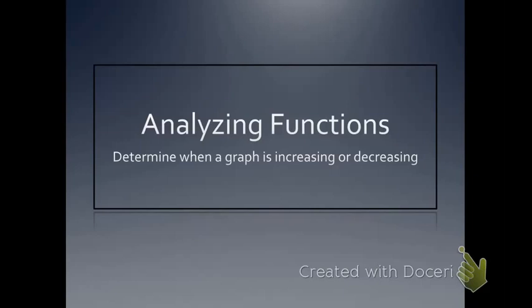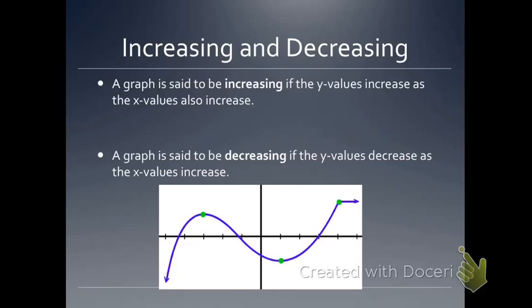So as we start analyzing functions, the first thing that we're going to look at is whether or not the graph is increasing or decreasing. A graph is increasing if the y values increase as the x values increase. It's decreasing if the y values decrease as the x values increase. So in a nutshell, this means that we're always reading left to right.